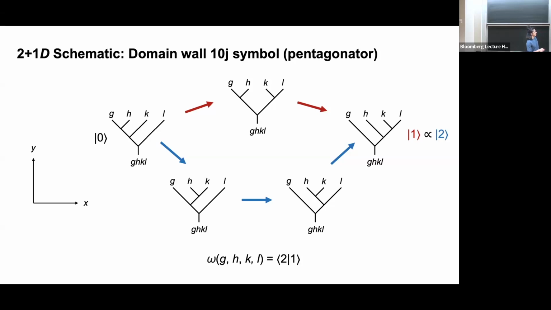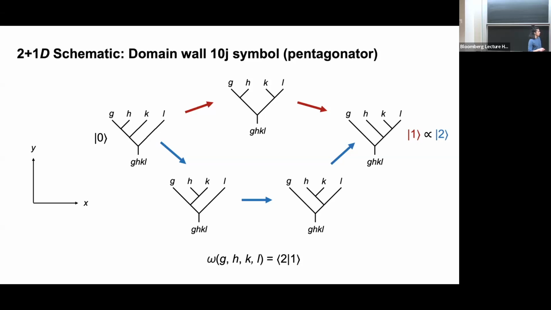Right, so as I said, each of these diagrams represents a spatial configuration of domain walls. And we do an analogous thing as we did in 1D. We start with a particular domain wall state, which we'll call state 0, and then we define two states, 1 and 2, which are identical up to a phase. These states 1 and 2 are obtained from state 0 via two distinct space-time processes.